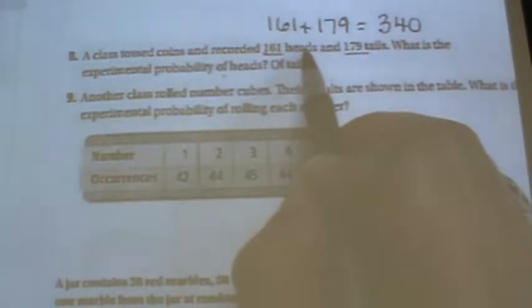Can someone tell me how many times the coin was flipped? We flipped it, and 161 times we got heads, and 179 we got tails. So what's the total number of times we flipped the coin? 340. 340 is correct. So what would you say the experimental probability of flipping a heads is?